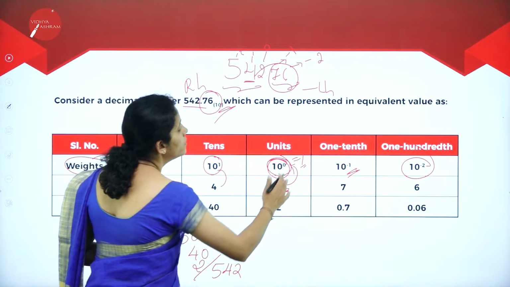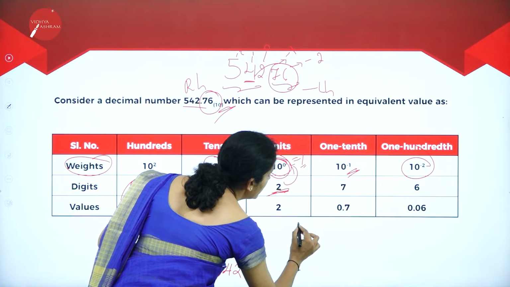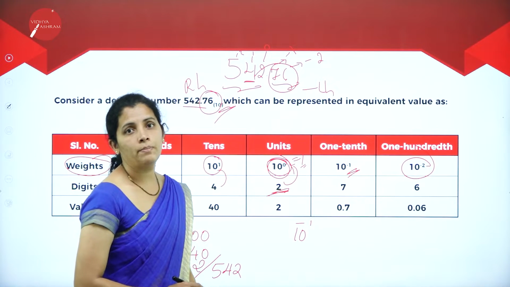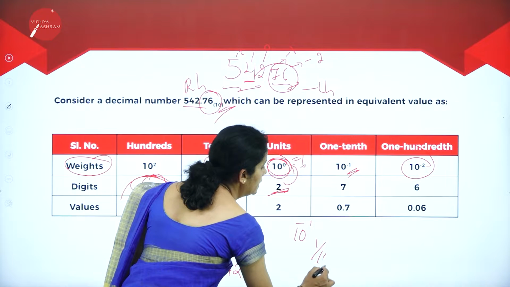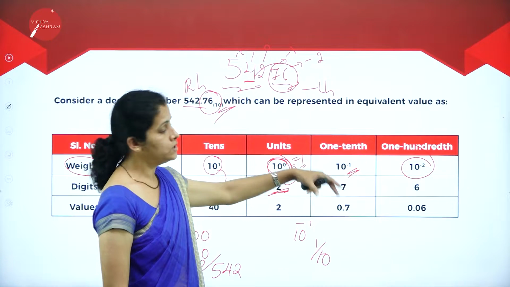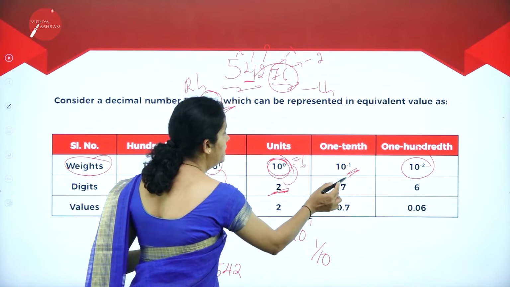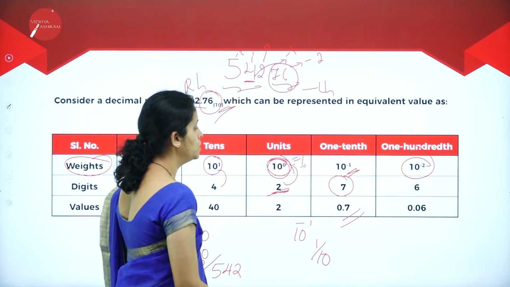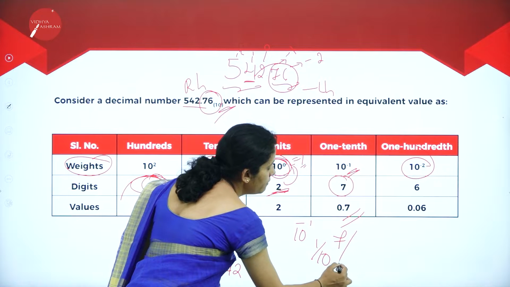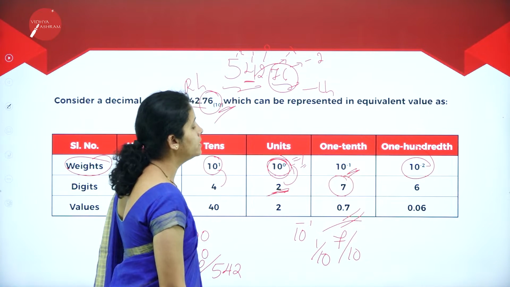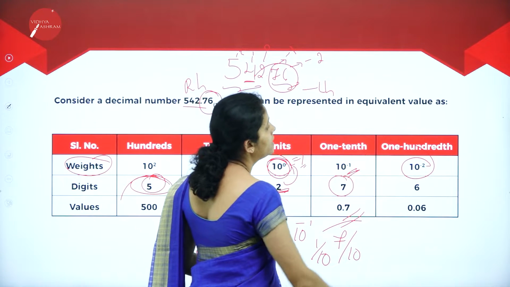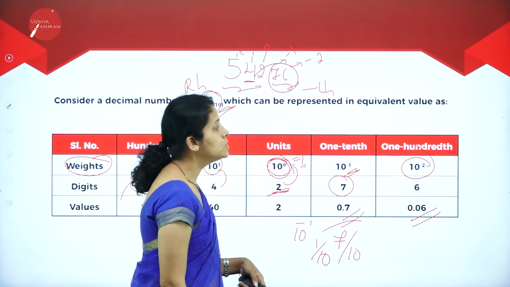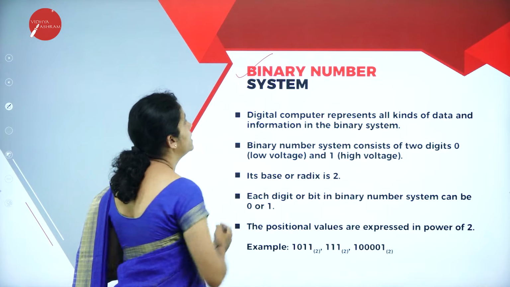And for the fractional values, I'm going to have the inverse, that is 10 to the power minus 1 and 10 to the power minus 2. How can I represent 10 to the power minus 1? That is 1 by 10. For 10 to the power minus 2, same procedure. Then multiply the digit with the inverse value. That is your final value. So when I divide 7 by 10, I'm going to get 0.7. Then when I find the inverse with 6, I'm going to get the value 0.06.